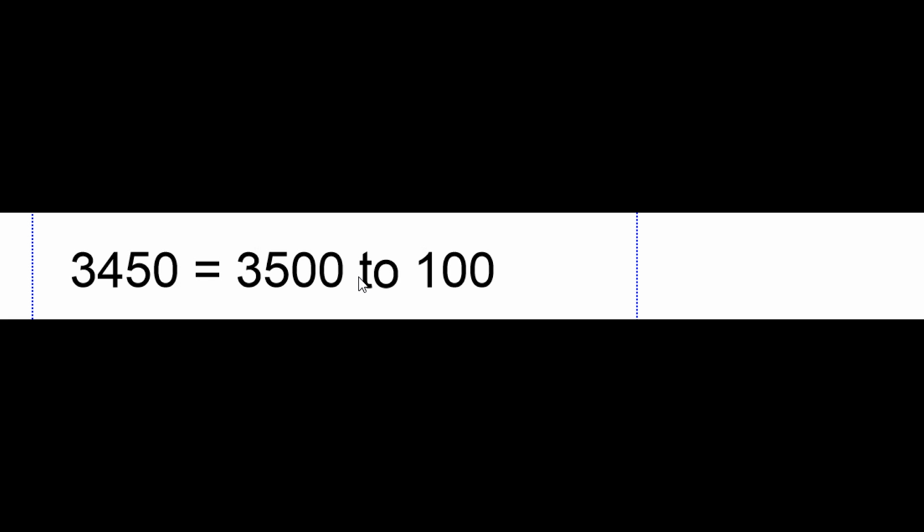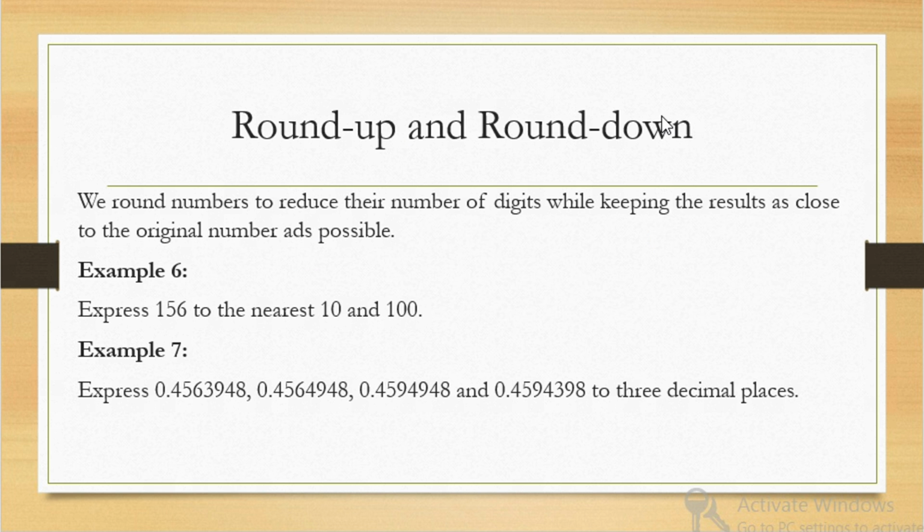3500 to the nearest 100. But what if I'm asked to round it up to the nearest 1000? This is my 1000 and this is my 100. Is this up to 5? No. So I'll not round it off to this. So if I round it off to the nearest 1000, I have 3000.